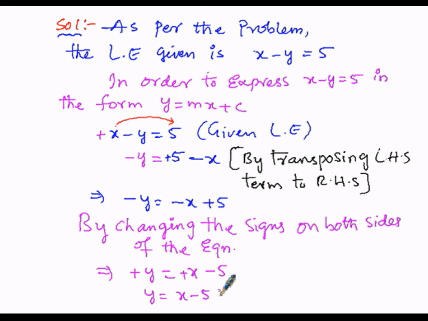So the given condition is y is equals to mx plus c, which is the general formula in slope intercept form. When we compare with y is equals to mx plus c, here the x coefficient is 1 and the constant is minus 5. When we compare these two, the m value will be 1 and the c value will be minus 5.